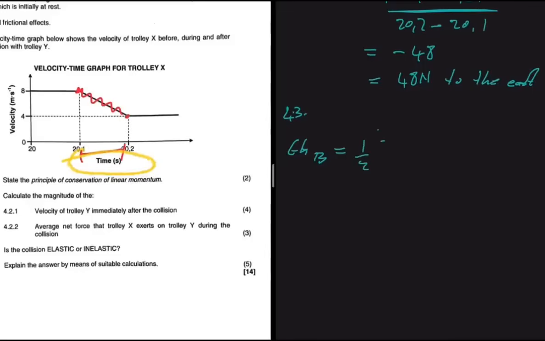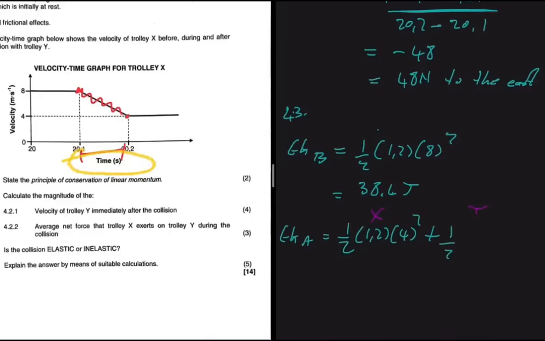So when I have 1.2 times 8 squared, if I just put that in my calculator, I have 1.2 multiplied by 8 squared, and that is 38.4 joules. And then EK after, now I have 1.2 multiplied by 4 squared, plus, this is for our trolley X, plus the EK for our trolley Y.